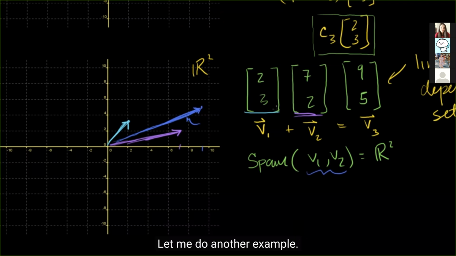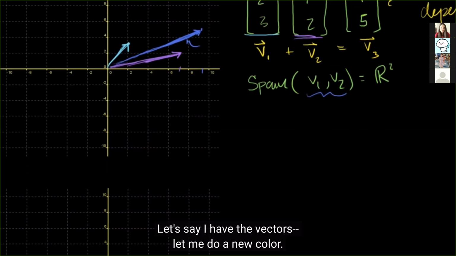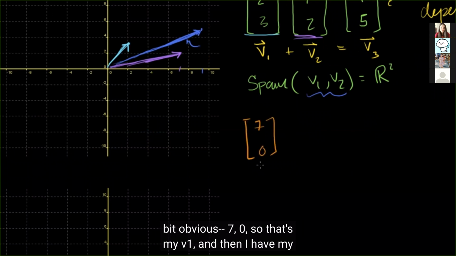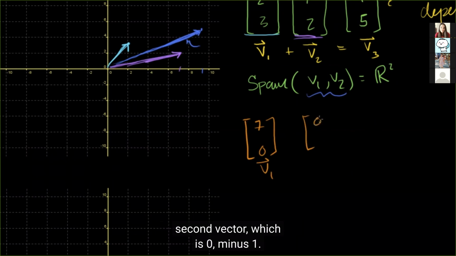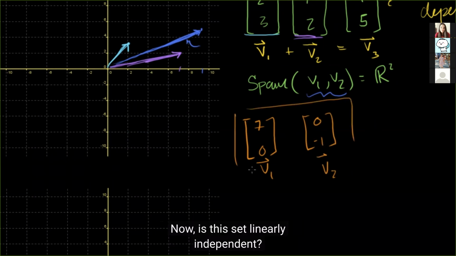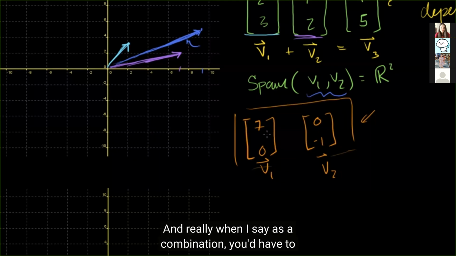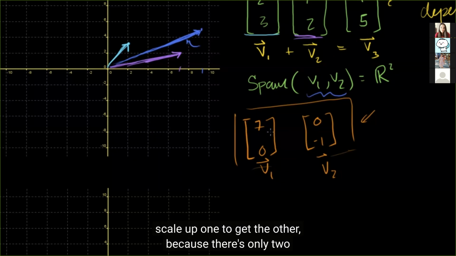Let me do another example. Let's say I have the vectors. Let me do a new color. Let's have the vector, and this will be a little bit obvious, 7, 0. So that's my v1. And then I have my second vector, which is 0, minus 1. That's v2. Now, is this set linearly independent? Can I represent either of these as a combination of the other? And really, when I say as a combination, you would have to scale up one to get the other, because there's only two vectors here.